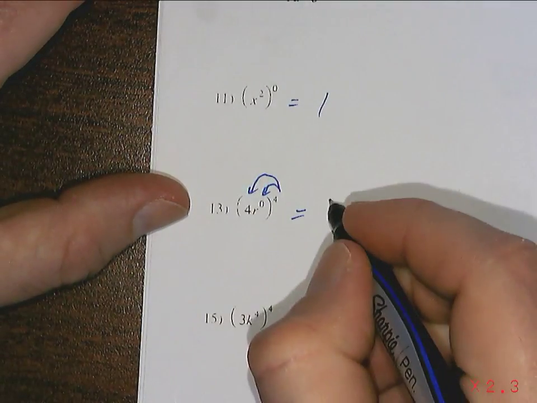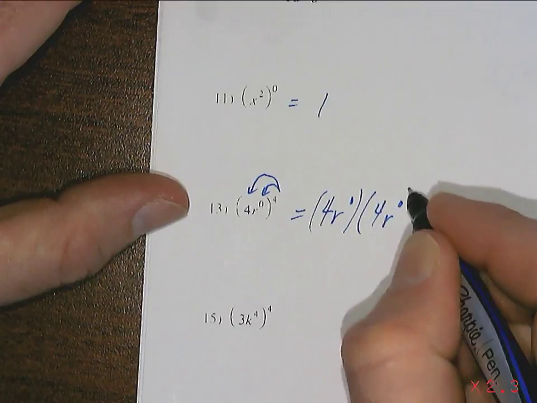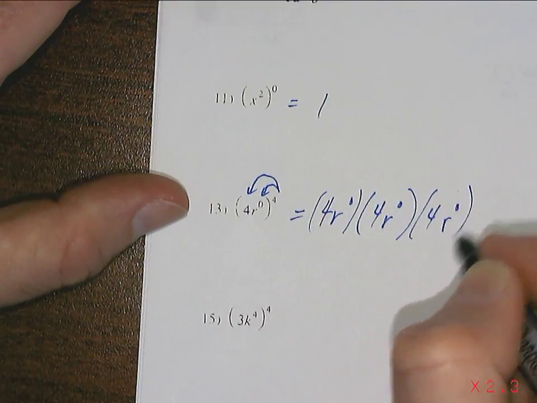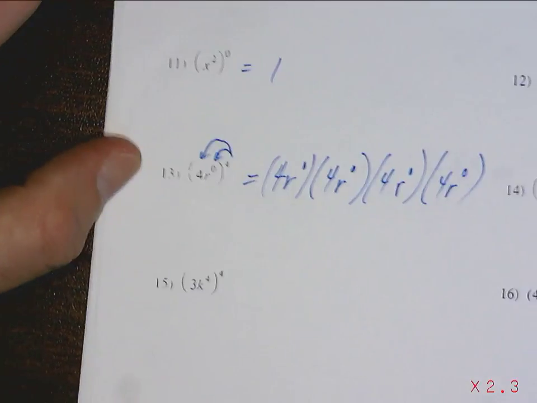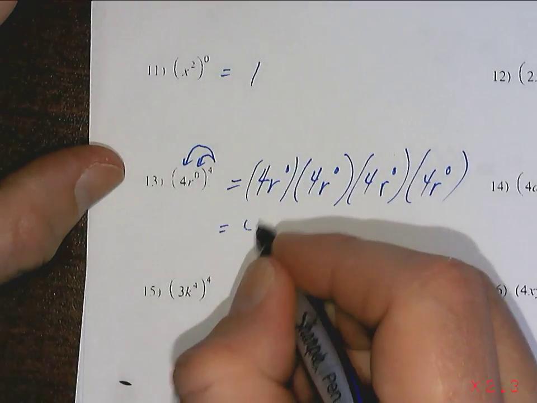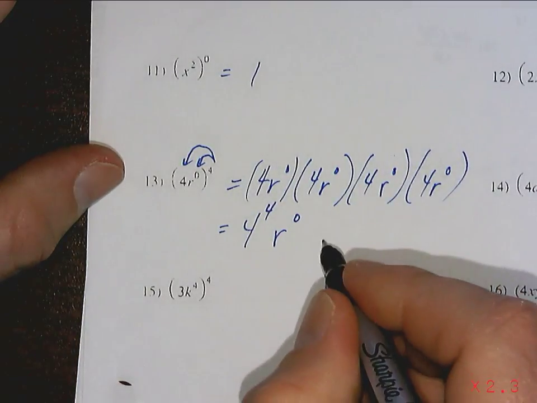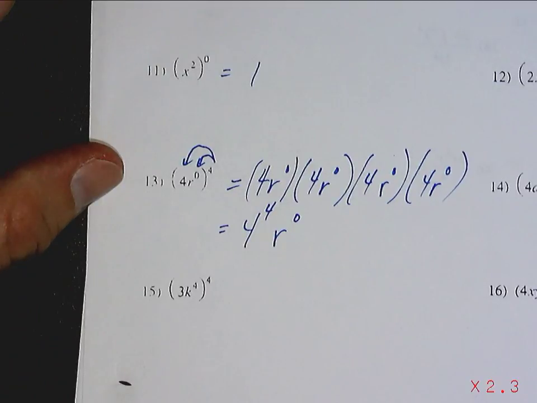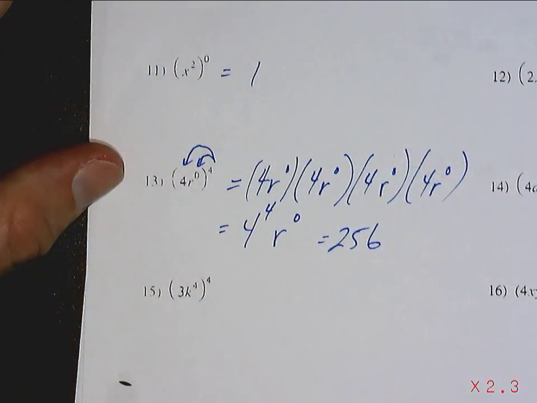Because what this says is 4 r to the 0 times 4 r to the 0 times 4 r to the 0 times 4 r to the 0. How many 4s are there? 4. Uh-huh. So you still have to have 4 to the 4, even though you still have r to the 0. So that's going to be 4 times 4 is 16, 256. Big mistake. That'll cost you. Stay with us. I told you it gets hard pretty quick.